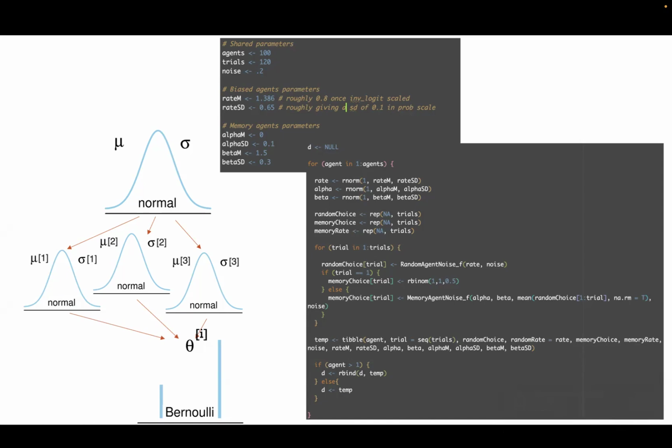And the random choice of the random agent is going to be generated according to the random agent function with the rate parameter and the noise parameter. If the trial is the first trial, the memory agent will generate it according to a purely random process. If it's not the first trial, then the memory agent will make a choice according to its bias parameter, its beta parameter, and its memory.